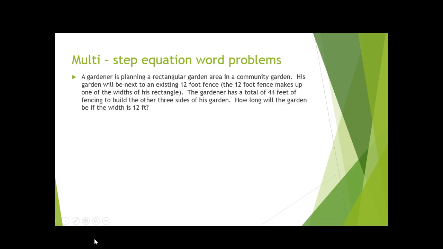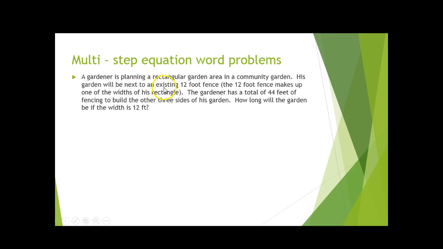Multi-step equation word problems. So we have an actual situation, and this is where we have to make the connection between real life and what we're learning about making symbols and numbers. We have a situation where we need to figure something out, and we're talking about a gardener. You need to have problem-solving skills to be able to convert all these words into those symbols. So we need to make that connection.